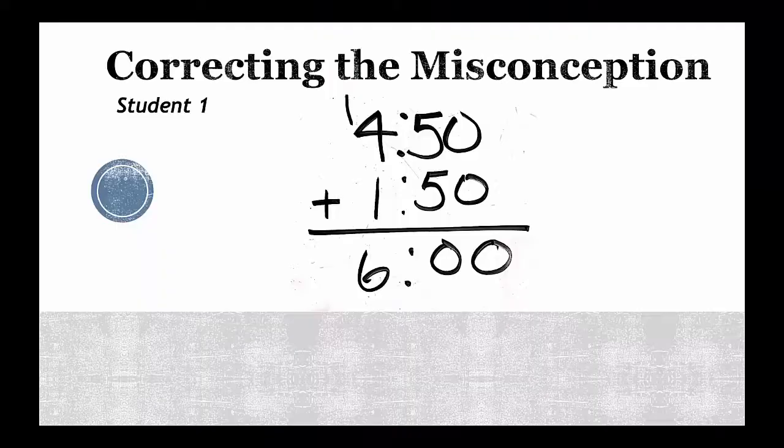Using student 1's initial strategy and an elapsed time number line, listen to how the teacher's questioning helps the student discover why this strategy does not result in a correct answer.